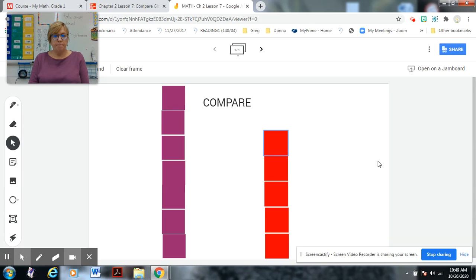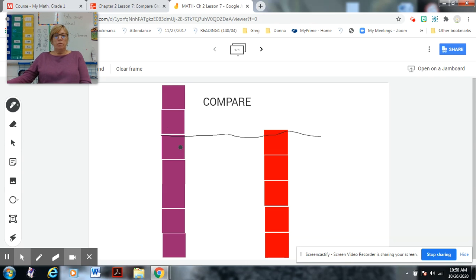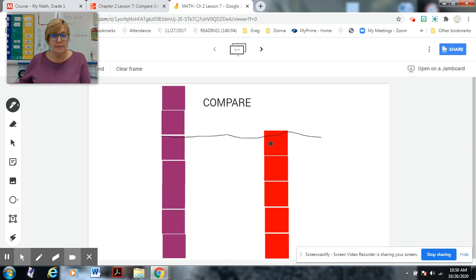That's right, the red. Okay, now here is my question. How many more does purple have than red? Well, let's see. We can kind of draw a line here across. All right, I know it's not even, but we can agree here that there's 1, 2, 3, 4, 5 purple and 1, 2, 3, 4, 5 red. Correct? Okay.